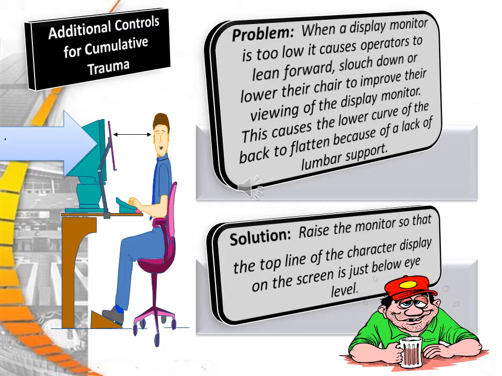Problem: when a display monitor is too low, it causes operators to lean forward, slouch down, or lower the chair to improve their viewing of the display monitor. This causes the lower curve of the back to flatten because of lack of lumbar support. The solution is to raise the monitor so the top line of the character display is just below eye level.